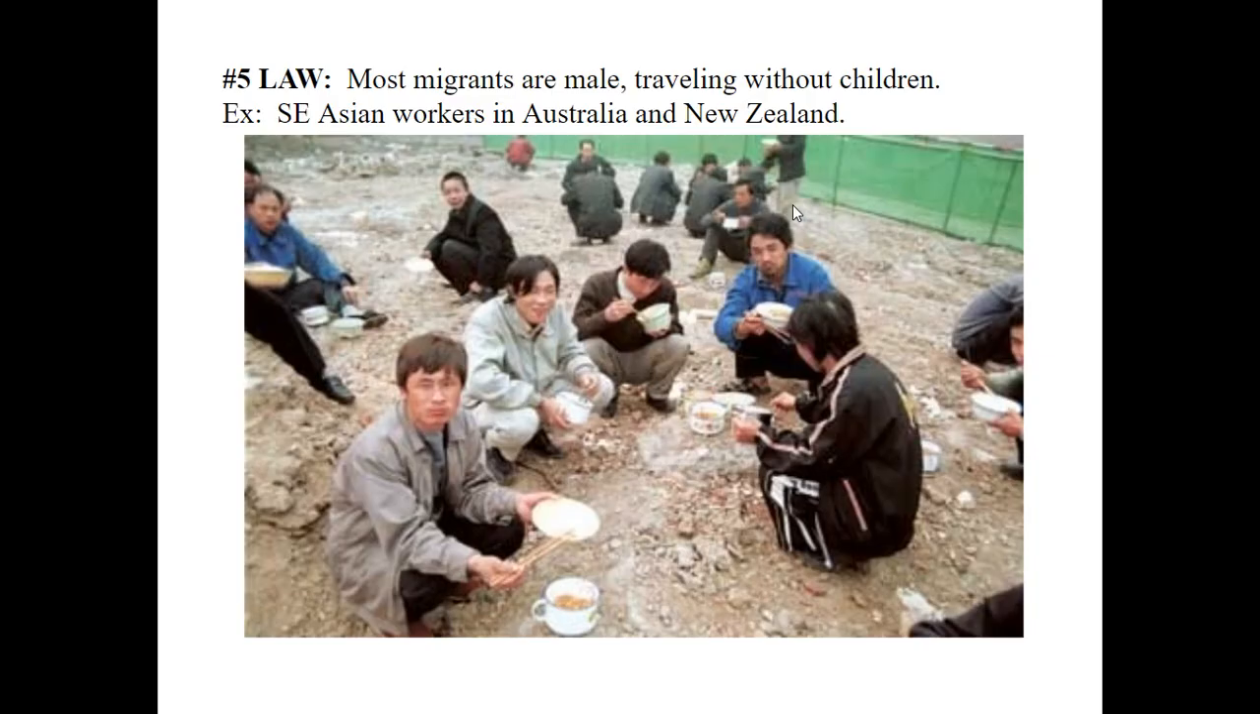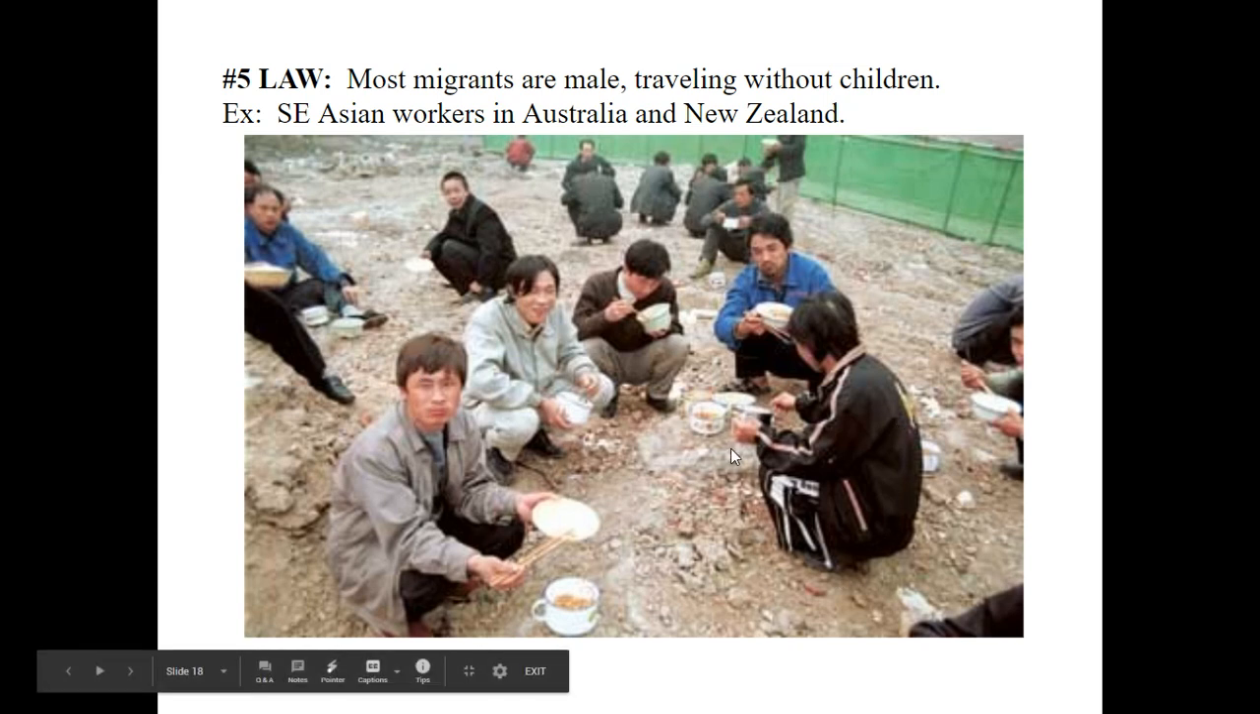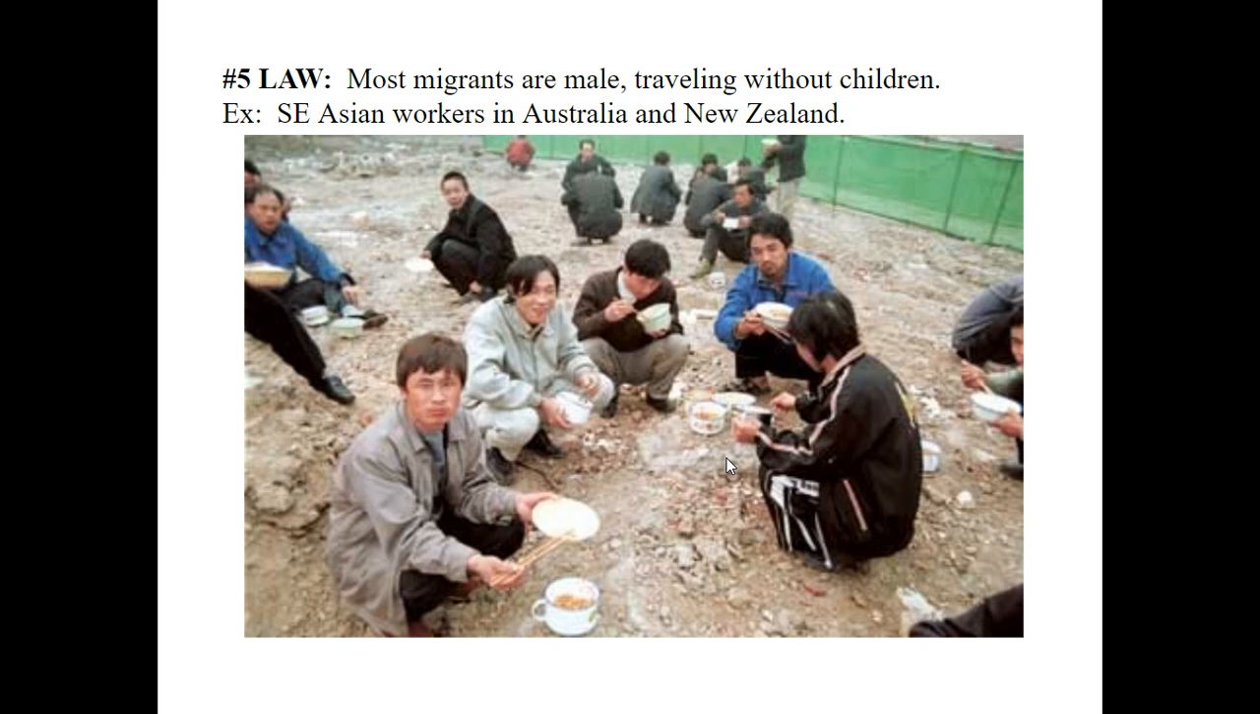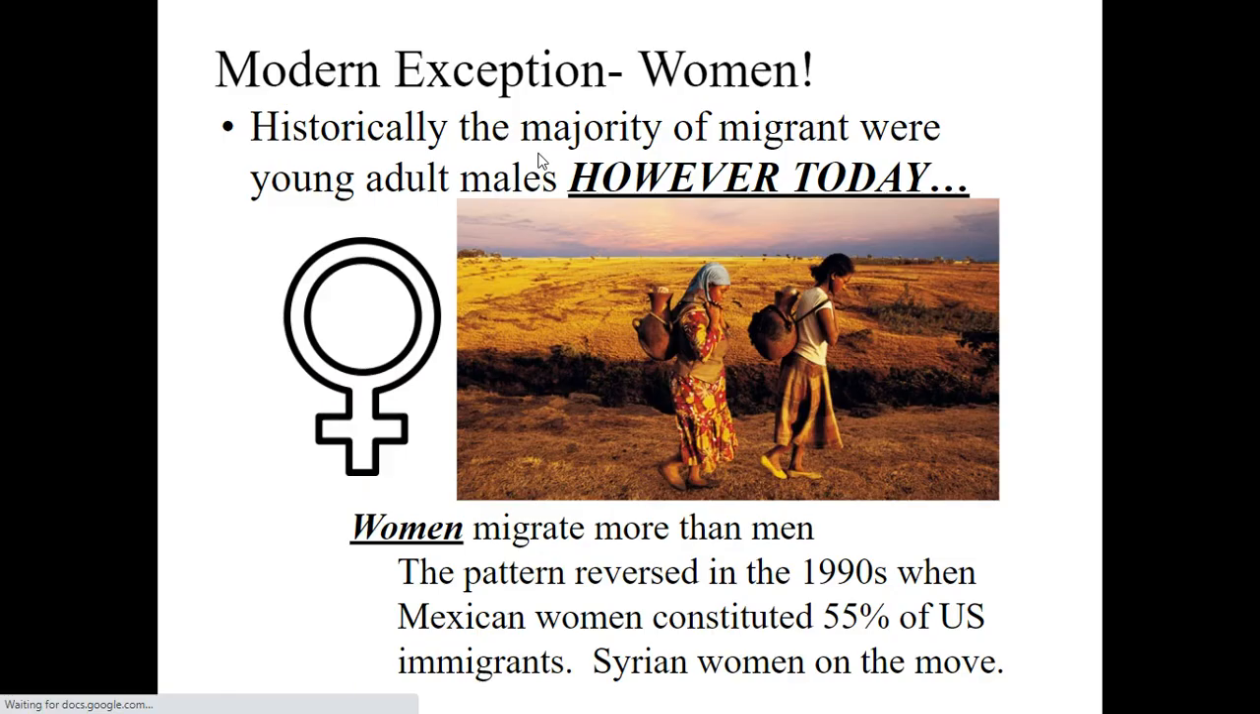Okay, your fifth law. Your fifth law is that we found most migrants are male. Ravenstein said that they're usually traveling without children. So examples would be the Southeast Asian workers in Australia and New Zealand right now, lots of young men coming to try and find a job, and then they send their money back to their families back in their countries. So why don't you bring your kids? Well, it's hard to work when you've got little kids. So you might bring them when you're finally more stable.